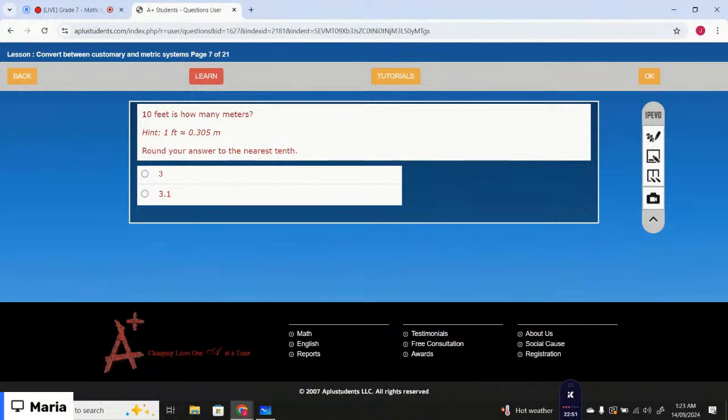10 feet equals how many meters? You have to do 10 times 0.305. So the correct option is 3.1 because you need to round off the answer to the nearest tenth. So the correct option is 3.1. Okay.